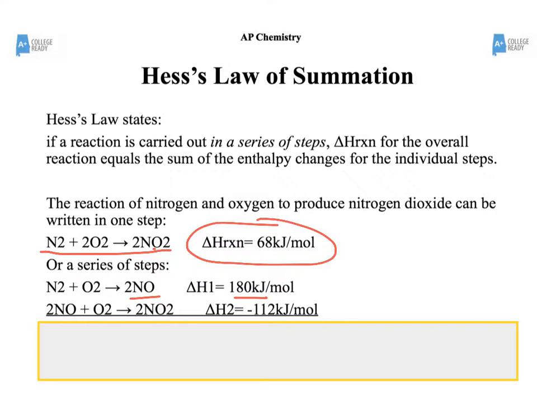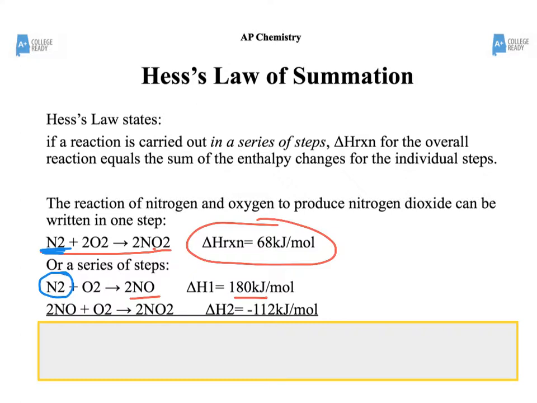So in the first step, we have a couple of things that are in common with the overall reaction. In the first step, we have nitrogen, and that nitrogen is the same as the nitrogen in the overall reaction. We have oxygen, which is also in our overall reaction, but the coefficient is different. And then our product is nitrogen monoxide, which is not in the overall reaction. So somehow that's going to have to disappear. And if we look at the second step, well, there's where it disappears.